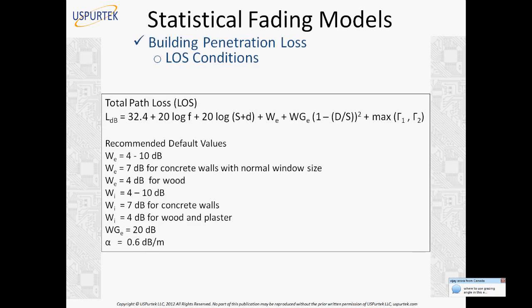Okay, there is a question here. Where to use the grazing angle in this equation? Yeah, this equation is for line of sight. There is no grazing angle here. This is total path loss. We don't need the grazing angle here.